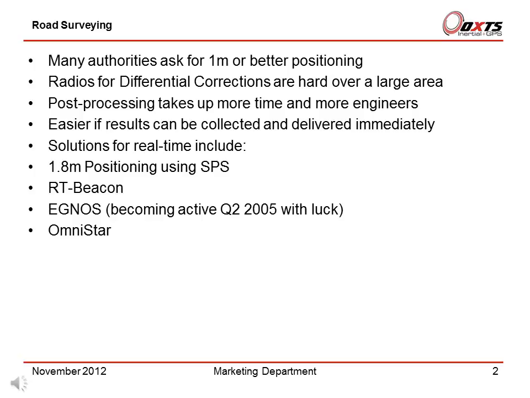For 1 meter positioning, differential corrections are required. Operating radios over a large area is hard, so services like OmniStar or beacon transmissions are required. Post-processing is important, but this can be costly. If the data is available in real time and can be put directly into the customer's databases, then there is no need to waste additional time post-processing the data.